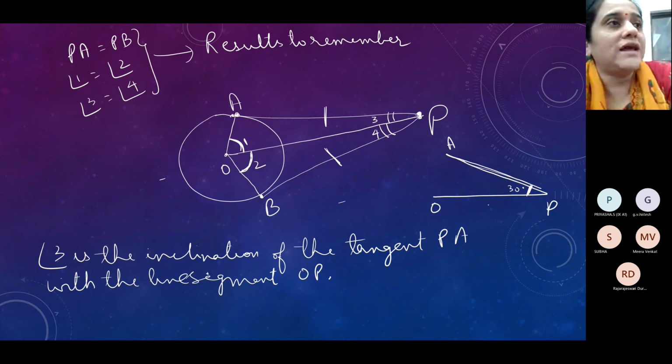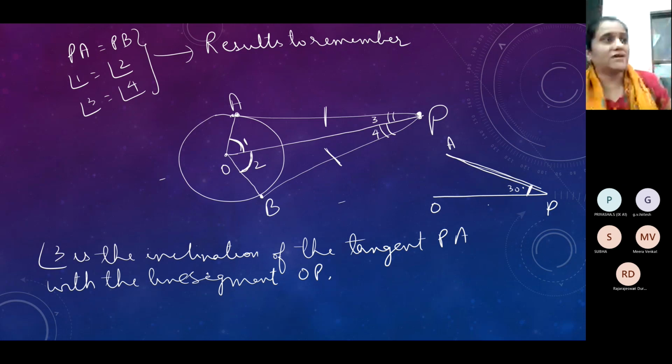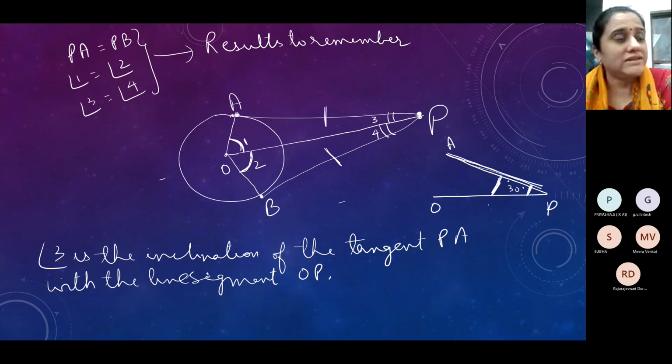What is OP? It's a line segment joining the center and the external point. Whenever we measure an angle, don't we take a baseline? Using a protractor, you first draw the baseline and then only measure the angle. So that's what it is here. OP is like the baseline, and PA is the inclination. PA is the tangent, and this angle APO is the inclination. So we say that the tangent PA is inclined at an angle of 30 degrees with OP.